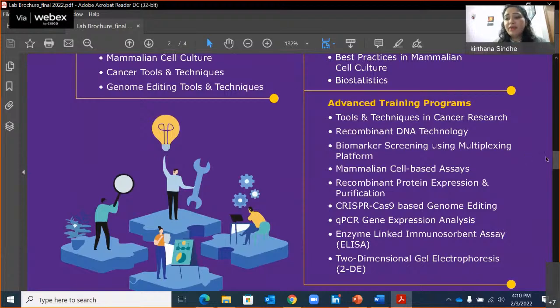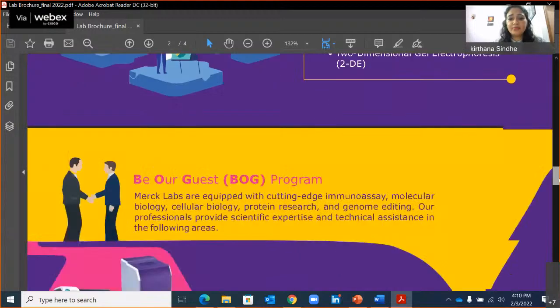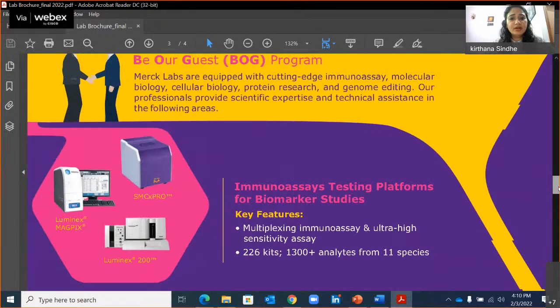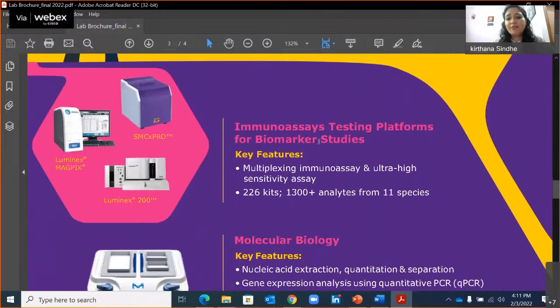But the quality of our programs is so good. We clear your concepts, we build that scientific competency, and we give you full hands-on training with all our instruments in the lab. You will see here the instruments that we have for biomarkers. We have high-end instruments in our lab, right from Luminex MAGPIX, SMC Pro, where you can detect biomarkers at the femto level. These are the different instruments for biomarker discovery studies.